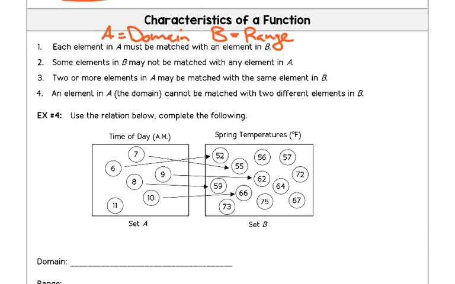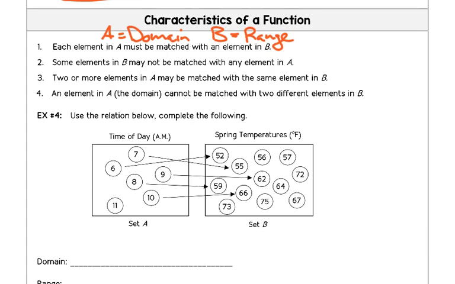It is not a function in that case. It's only a relation. For number 2, we have some elements in B that may not be matched with any element in A. So that's kind of like number one, but now we're looking at the range, and we can say, well, there can be some lonely elements in the range.